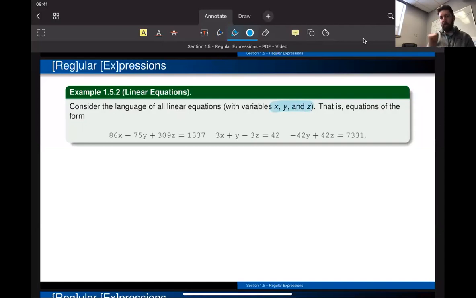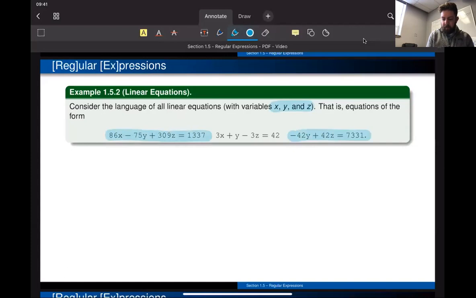And the way that we're going to be viewing these equations is essentially all of the variable stuff is going to be on the left-hand side, and all of just the straight number stuff is going to be on the right-hand side, and they're going to be separated by an honest to goodness little equals sign. So just to remind you what that would look like, we're going to have something like 86x minus 75y plus 309z equals 1337.